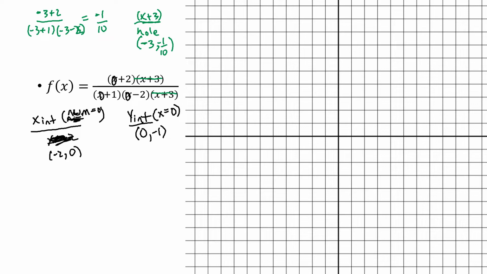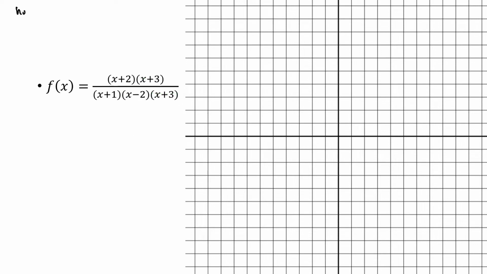Let's see if we can find the other information. So far, we said that we have a hole at -3, -1/10. We said that we have an x-intercept at -2, and that was because these canceled out. -2 is the only thing that would make our numerator equal to 0.